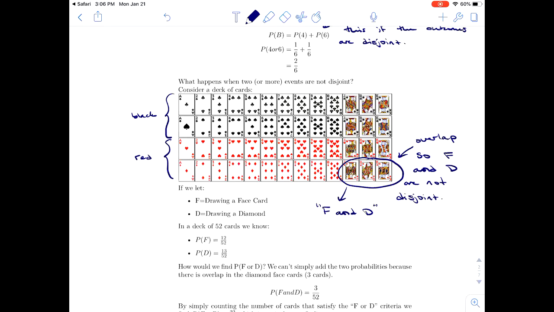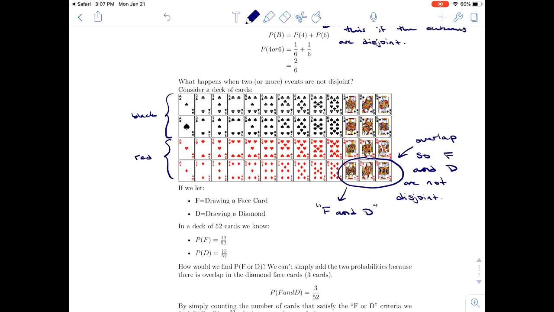Same thing goes here. Each of these cards has a 1 in 52 chance of happening, right? And so what we could do is the probability of a face card, we just count how many of these are face cards, 12. 12 out of 52 is the probability of drawing one of these. Right? Same thing for the diamonds. There are 13 in each suit. And so the probability of drawing a diamond is 13 out of 52. So we can find those probabilities, right?